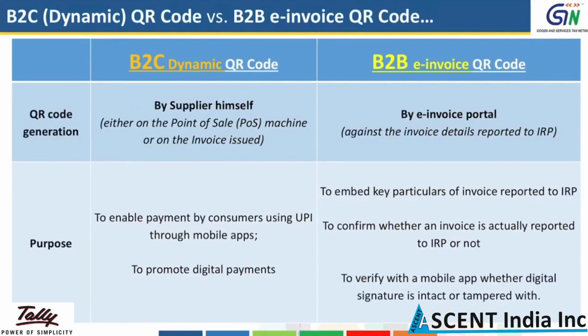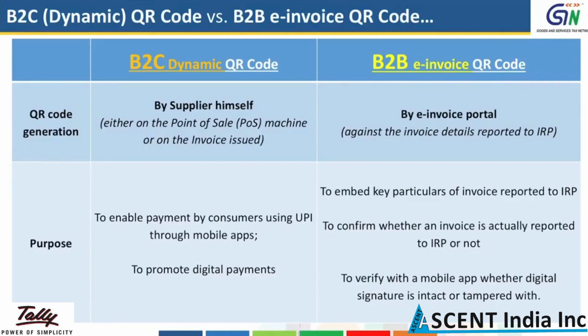And what is the purpose of B2C dynamic QR code? It is to enable payment by customers using UPI through mobile apps, etc. For example, the payments we make at the billing counters when we go to supermarkets. And this is to promote digital payments as against cash payments.